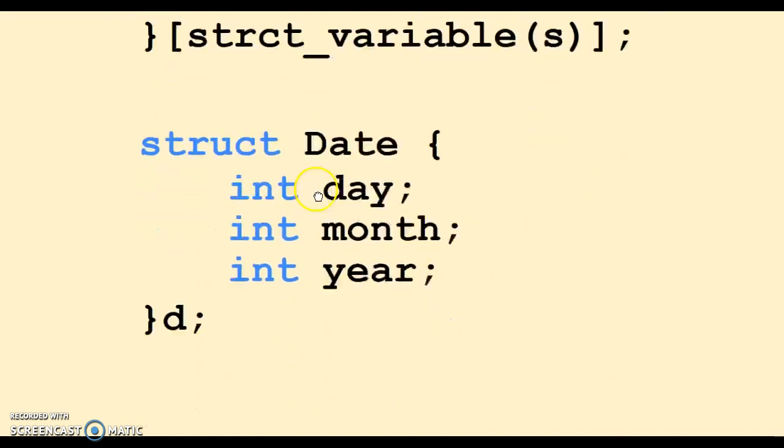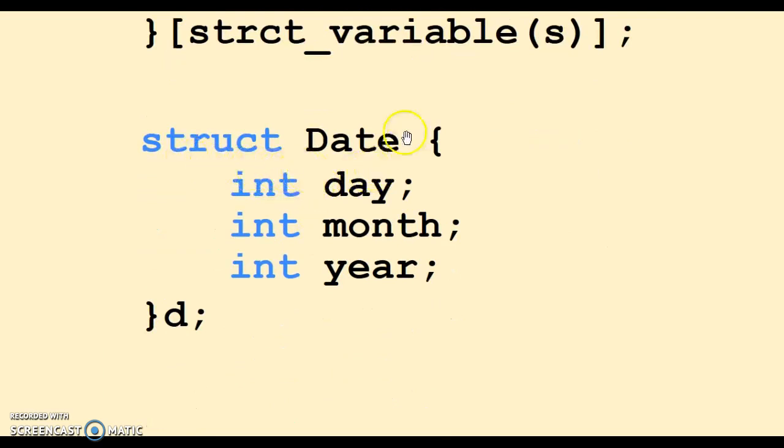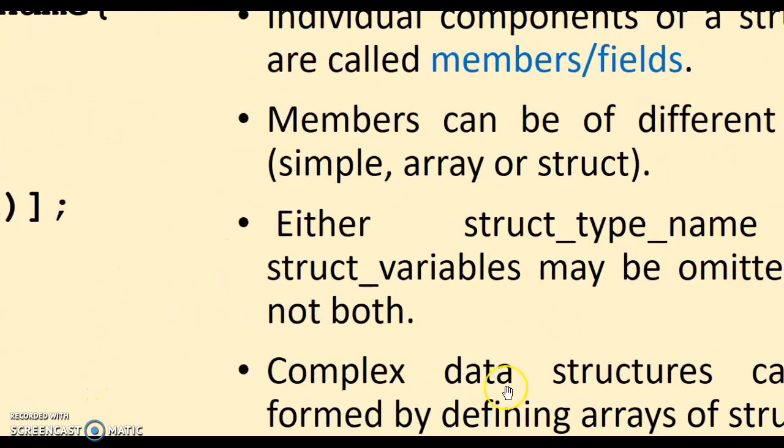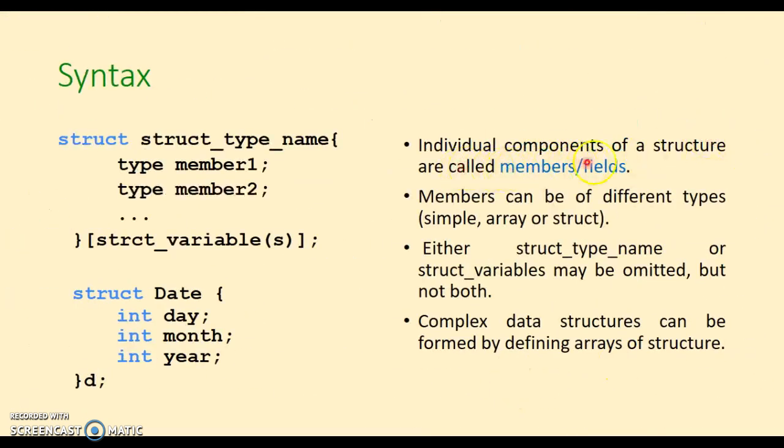Here we see one example: struct date. A date is an aggregate data type. A date contains day, month, year. Of course, these three are integers. This D is a variable of date type. Each independent component of a structure is called a member. These are members or fields. Here a date contains fields of day, month, year. Members can be of different types: simple, array, or struct.